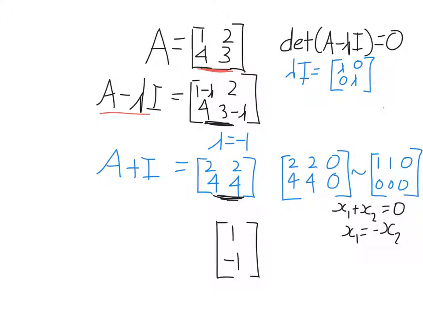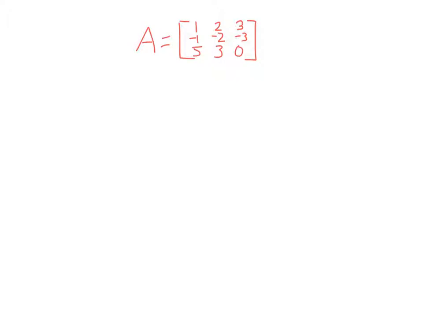All right, let's look at an example of a 3 by 3 matrix. So let's look at this matrix here, and we will calculate its eigenvalues. So first thing we do is subtract lambda I from it. So remember, that means that I just subtract lambda from each element on the leading diagonal, and I leave all of the other elements alone.